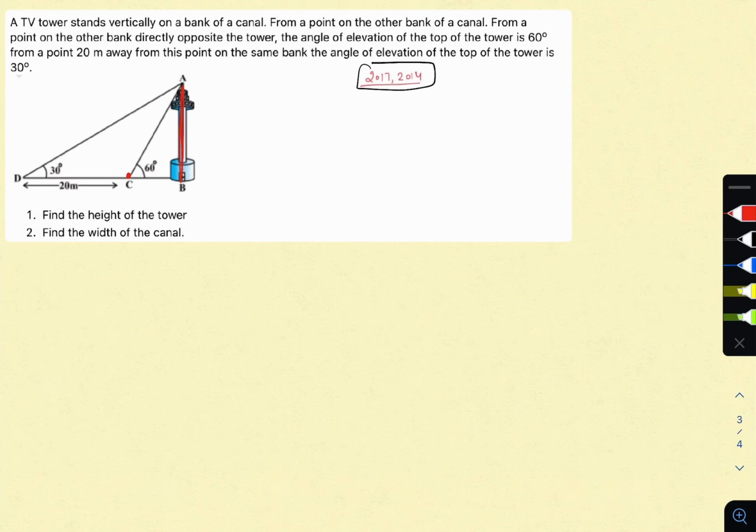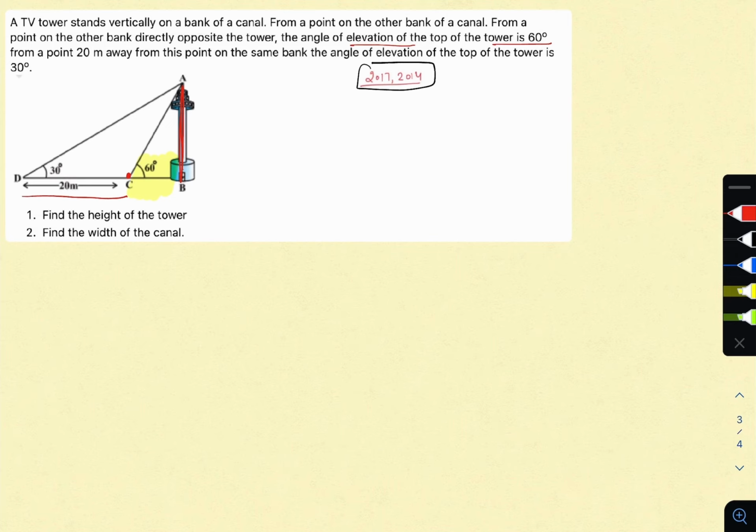Here we can understand, if this yellow color is representing the canal, then B is the point on the right side of the canal and C is the point on the left bank of the canal. From this point, the angle of elevation of the top of the tower is 60 degrees. From a point 20 meters away, this is already clearly mentioned here, on the same bank, on that same left side bank, the angle of elevation of the top of the tower is 30 degrees. So these are the given things.